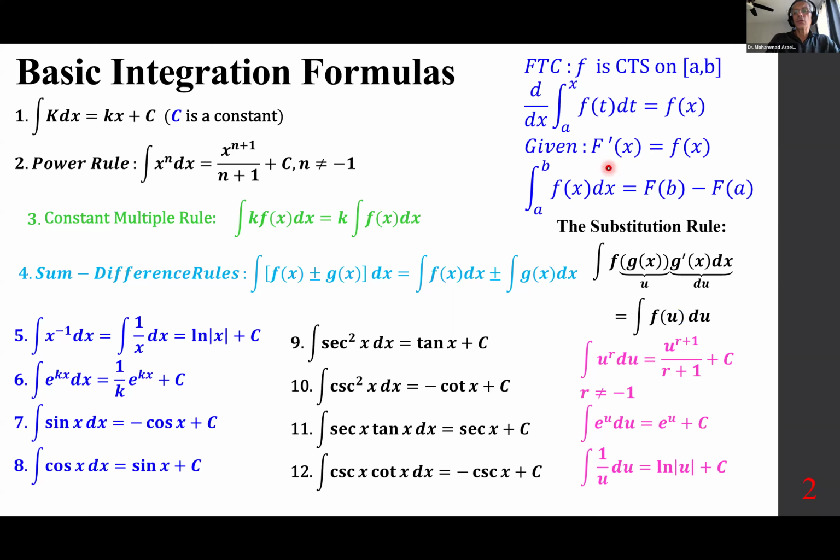And the substitution rule, which is the reverse process of the chain rule, says the integral of f of g of x times g prime of x dx, where g of x is u and g prime dx is du, is the integral of f of u du, known as the substitution.